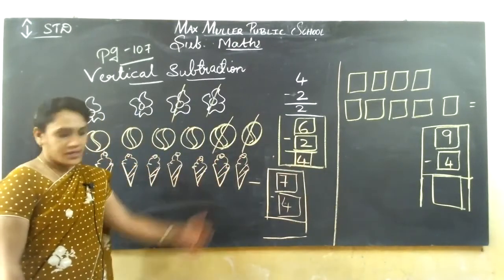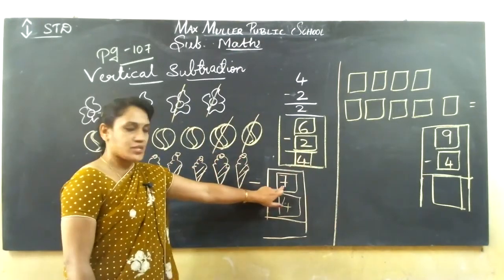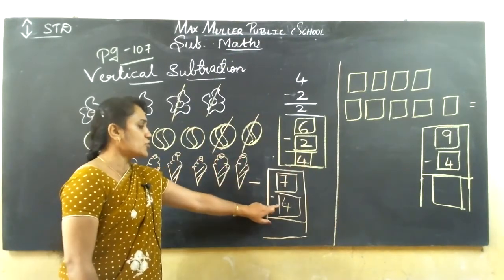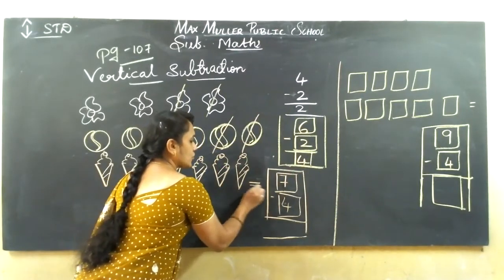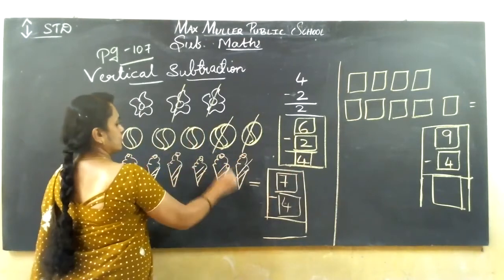Next, how many ice cream cones are there? 7 ice cream cones. So write in the first box 7. How many should you cut? 4 you should cut. So 3 balance.